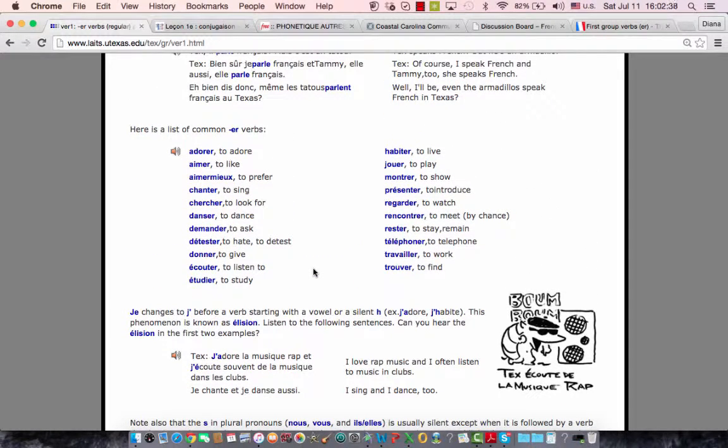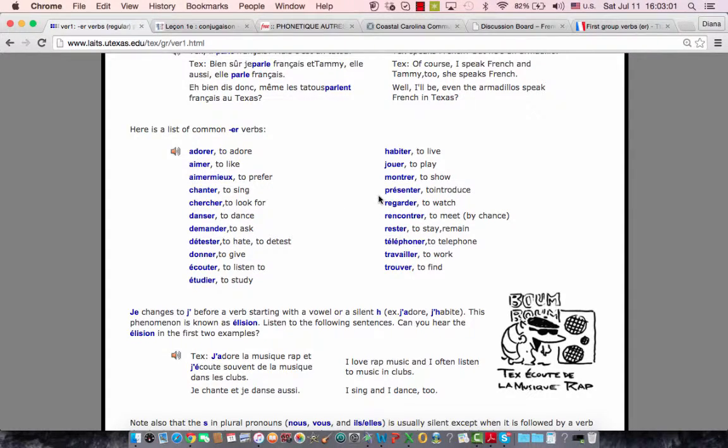Just to keep in mind, with the conjugation of the first group verbs, the verbs ending in er, when the verb starts with a vowel, in the first person, je, the e is going to fall and be replaced by an apostrophe. Let's try to conjugate the verb aimer.